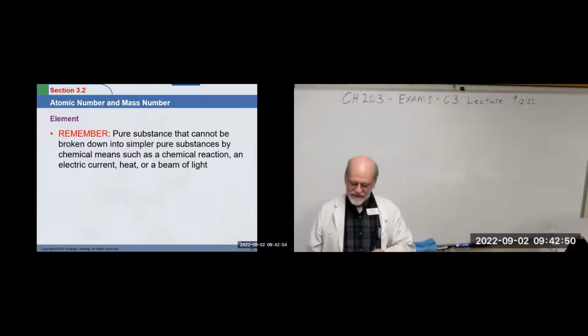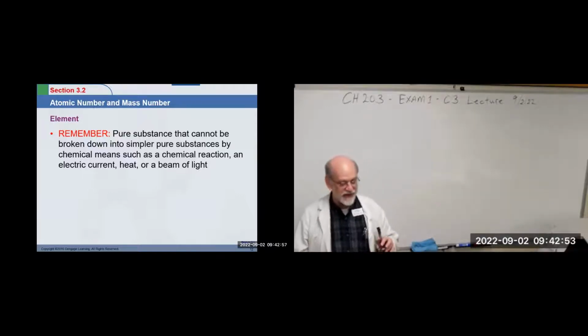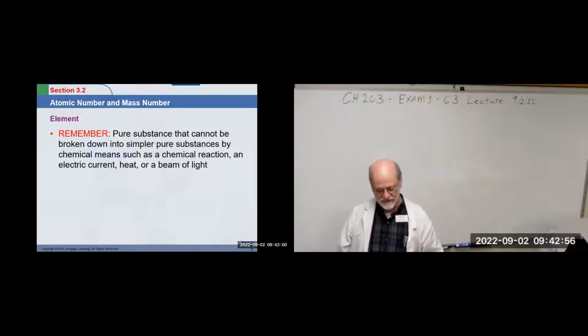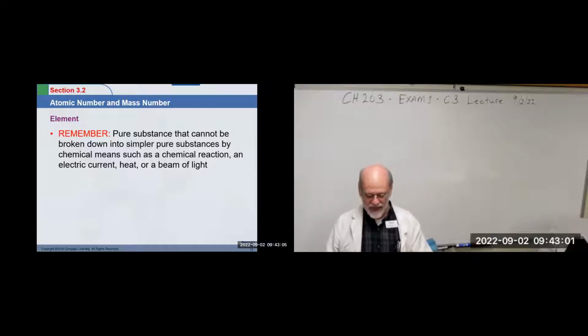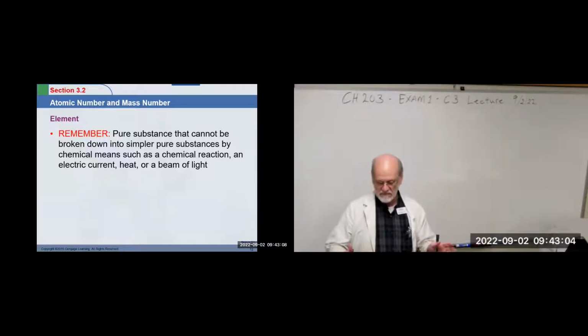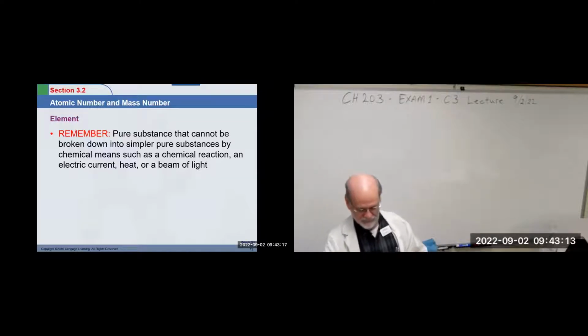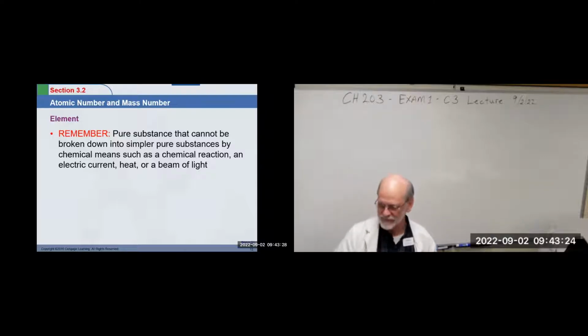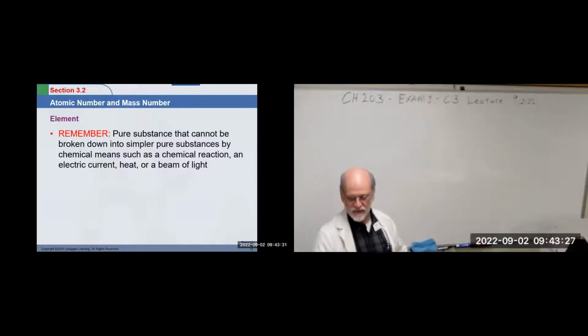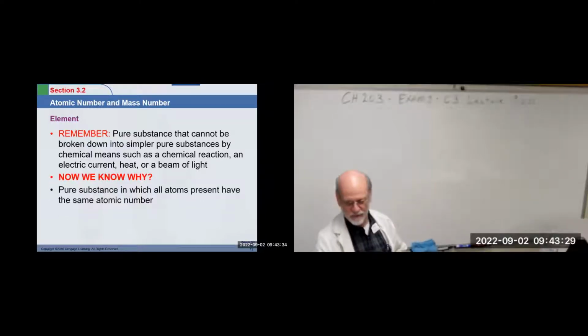All right, so that's an element. It's a pure substance that can't be broken down any further into simpler pure substances by chemical means. So during a chemical reaction, the element will not change. It'll be the same element before the reaction as after the reaction. The only way you can make new elements is in a nuclear reactor or in an atomic blast. You've got to start playing around with the nucleus and the subatomic particles to make new elements.